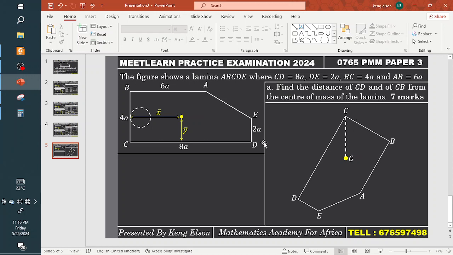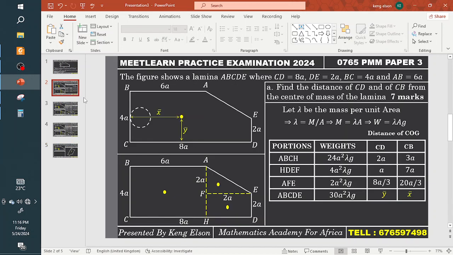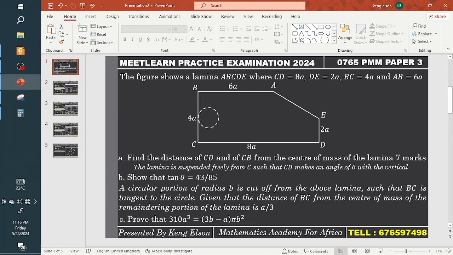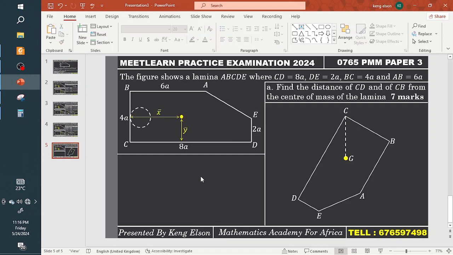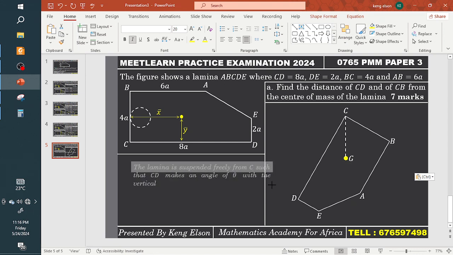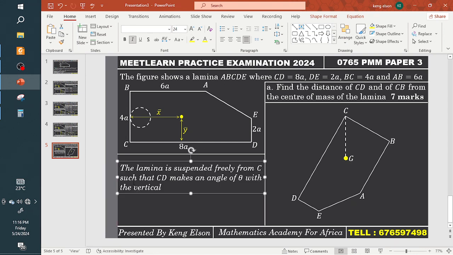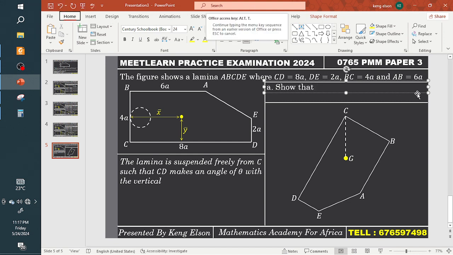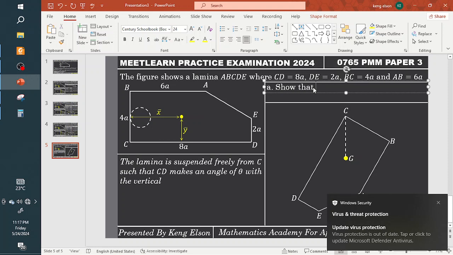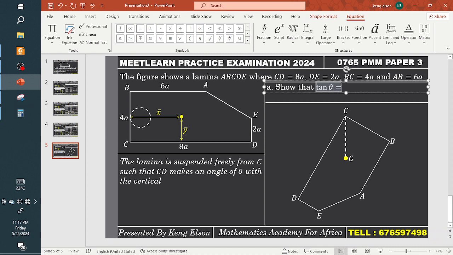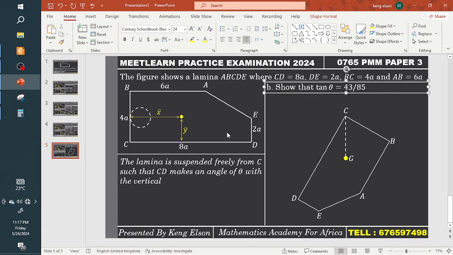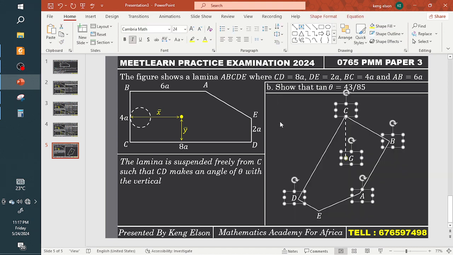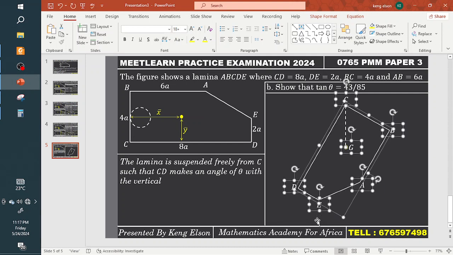Now, I need to bring in that question here, so that people should know that this is the equation we are solving. And then here I'm showing that tan theta is equal to 43 over 85 is question B. To shift a little bit up. All right, now.